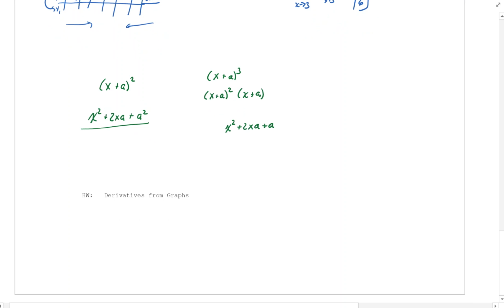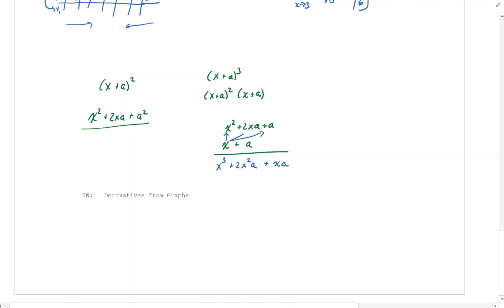What I'd like to suggest is this vertical method of multiplication. Some of you have seen this, some of you will not have. I like to put my binomial underneath the trinomial, and then I start with the first term on the bottom and multiply it by everything on the top. So x times x squared gives me x cubed. x times 2xa gives me 2x squared a, and x times a gives me xa.